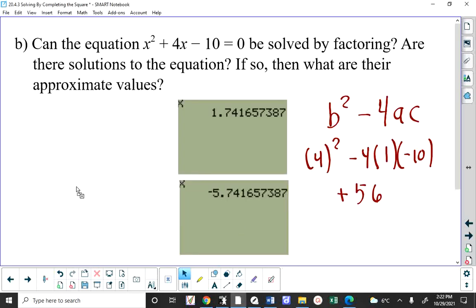Do you in fact get those numbers? You'll notice I got them in a different way, but we'll learn about that next week. These are the two x-intercepts. So those are their approximate values.